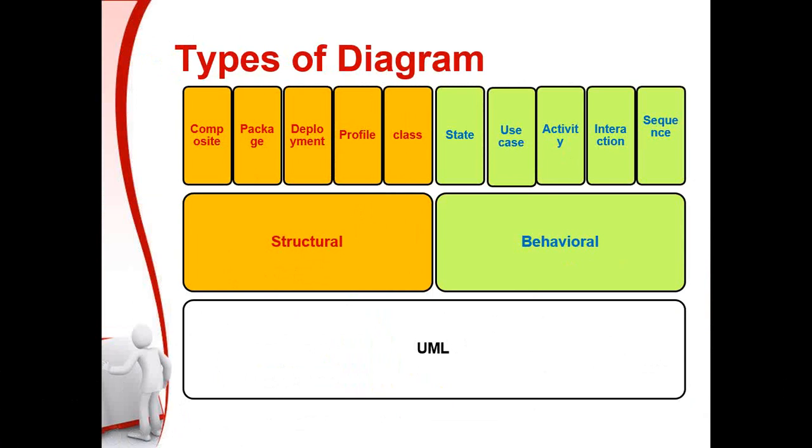When we talk about the behavioral requirements, I'll give you examples for all, and then in the next session, where we'll have more hands-on and talk about the different diagrams, you will see why it is a structural diagram and why it is a behavioral diagram. Now, composite diagram, package diagram, deployment diagram, profile, class, all these are different ways of representing the structure of it. So we'll just take one or two examples over here.